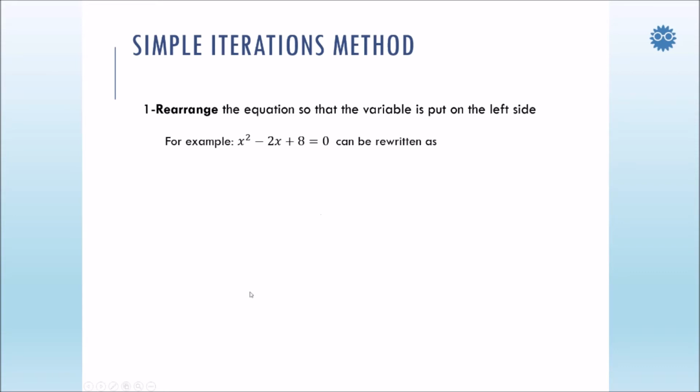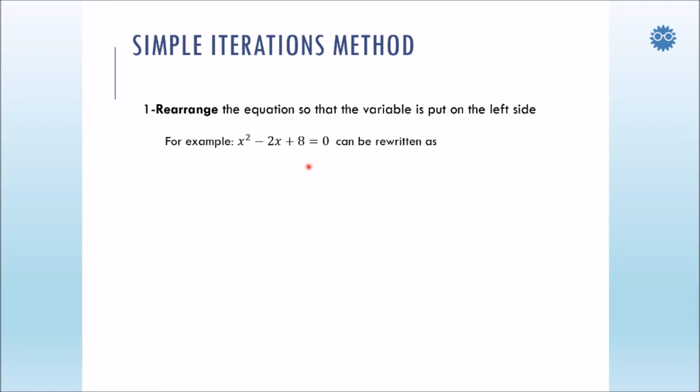Let's start with the simple iterations method. The algorithm of the simple iterations method starts with the rearrangement of the equation so that the variable is put on the left side. For example, we have here the quadratic equation x squared minus 2x plus 8 equals to 0.